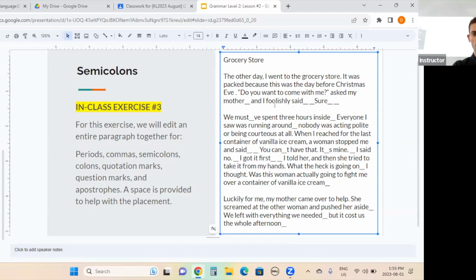Okay, so "Do you want to come with me?" asked my mother. And I foolishly said, "Sure." So this blank after mother, what goes here? Jack, what do you think? Yes, comma. And I foolishly said, sure.